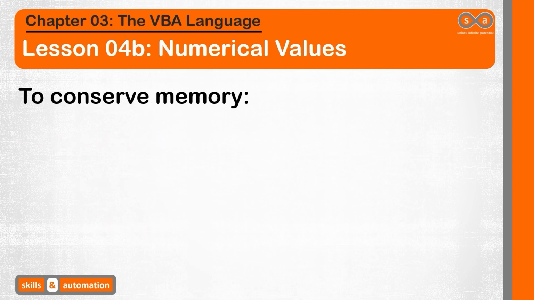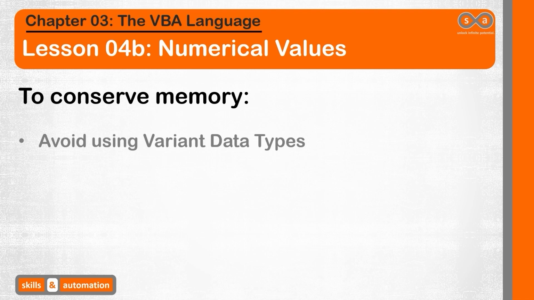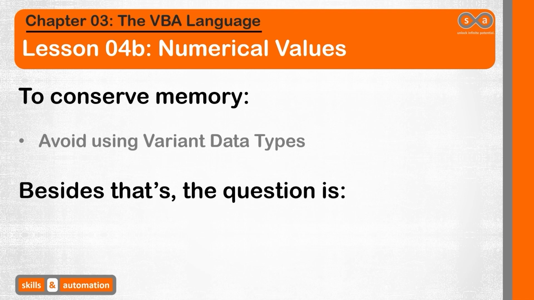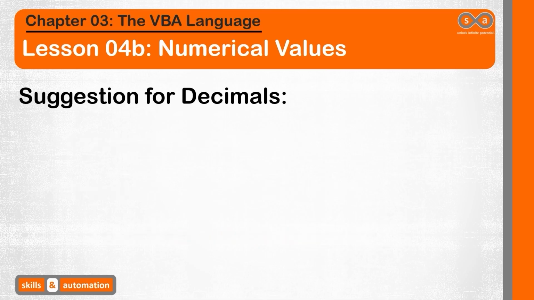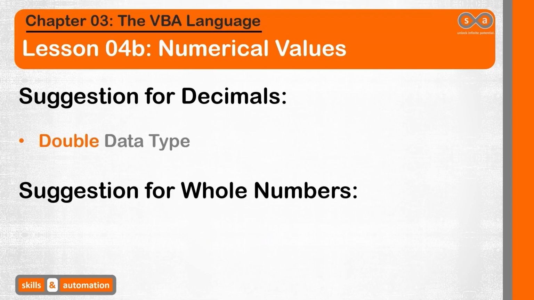So, for the question of memory, the suggestion would be to avoid using variants unless necessary. But besides that, the choice really boils down to whether you want to store decimals or not. If you want to store decimal places, the data type to go for would be double. If you don't want to store decimals, the data type I normally go for is long. Notice, here I'm mentioning that long is the data type I would choose. And the choice is a personal reasoning driven mostly by the convenience factor of not thinking too much about it.